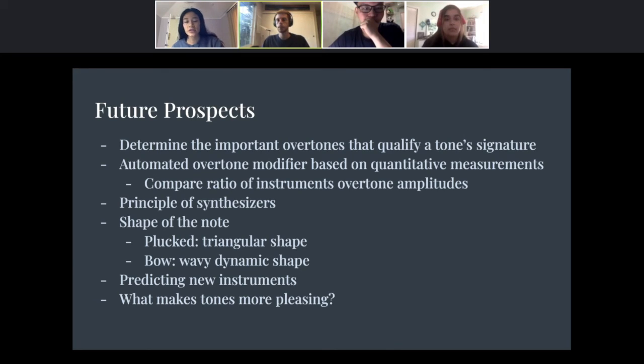Another idea is to understand what makes tones more pleasing. For example, what makes a Stradivarius violin better than a standard one? Can we see this reflected in the tonal signature? With our beginning experiment, we've unlocked the potential to create even new instruments that no one's ever heard of. Using Fourier transforms and some physics, we discovered the tonal signatures of instruments to quantitatively understand why instruments sound different.